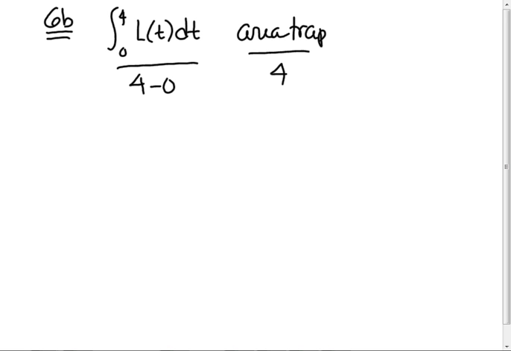Can we just do the first one? Okay, it says use a midpoint Riemann sum with 4 subintervals. So this is number 1.